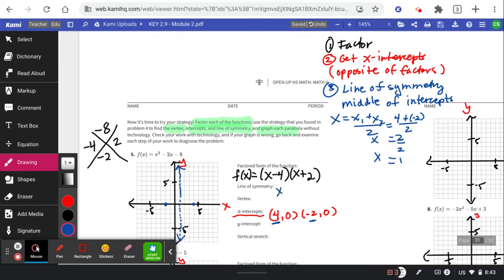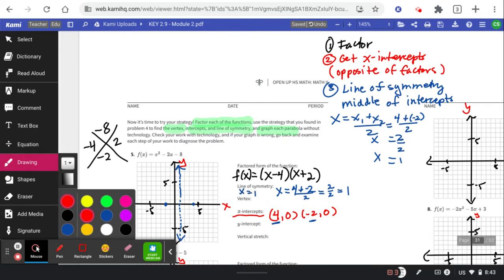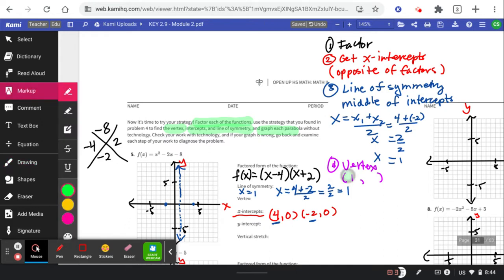And so your line of symmetry is 4 plus -2 over 2, or just 1. Okay, next it wants us to get the vertex. To get the vertex, I already have part of it. I have the x value that came right here from the line of symmetry. That's already my x of the vertex.